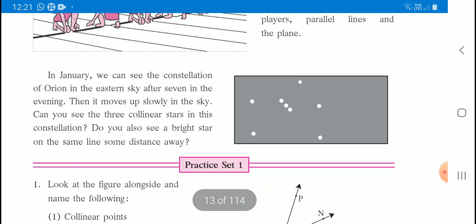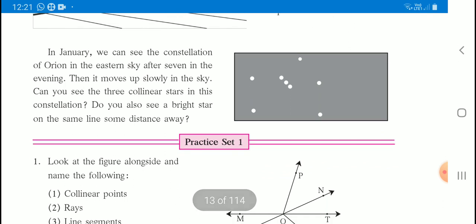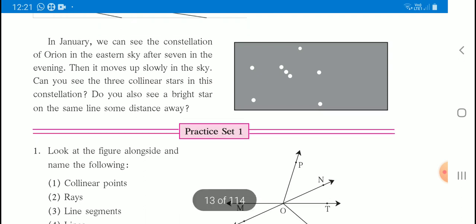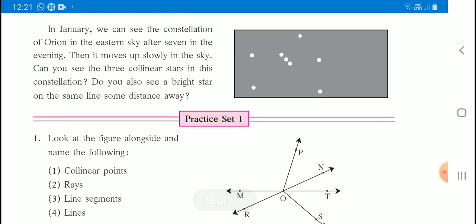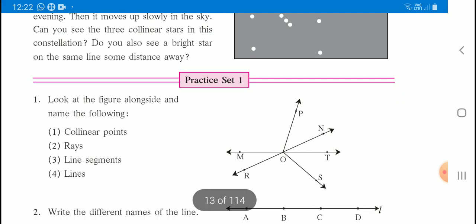Now you can see another picture given in your book. In January we can see the constellation of Orion in the eastern sky after 7 in the evening. We call it Saptarshi in Marathi. Then it moves up slowly in the sky. Can you see the three collinear stars in this constellation? Yes. Do you also see a bright star on the same line some distance away? Yes. You have to see the figure and answer the questions given below.